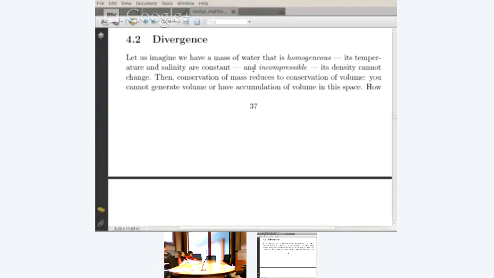So if we make this assumption that water is incompressible, then the conservation of mass reduces to conservation of volume. Density is out of the picture. You cannot generate volume or accumulate volume in a given space.